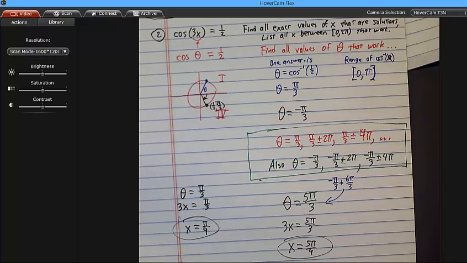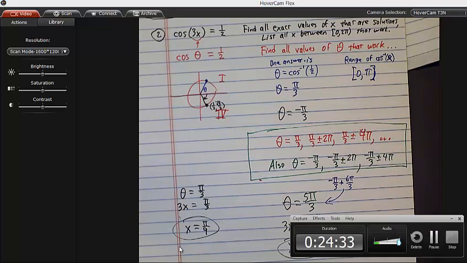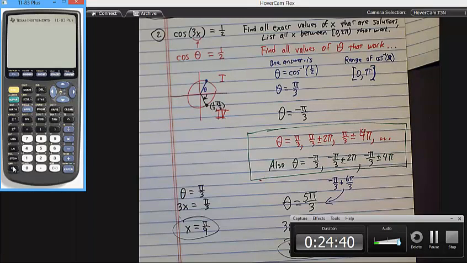Let me go to the calculator and show you exactly what we're doing here. If you go to the y equals screen, I'd like to just graph for a minute cosine of x, and I'm going to hit zoom trig just to remind you what's going on here. You guys are good with that, right? That was from exam 1.